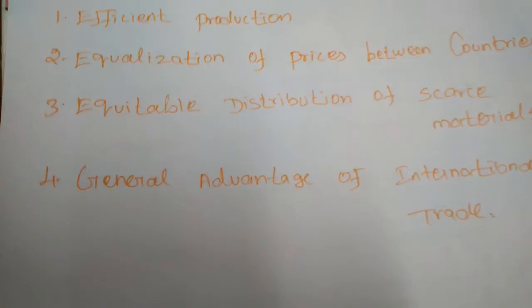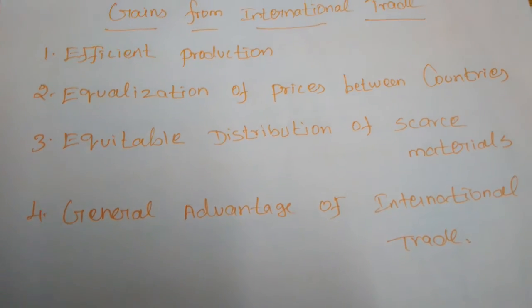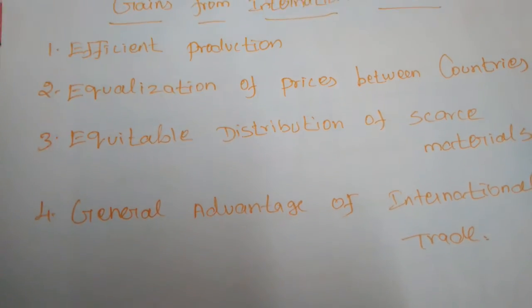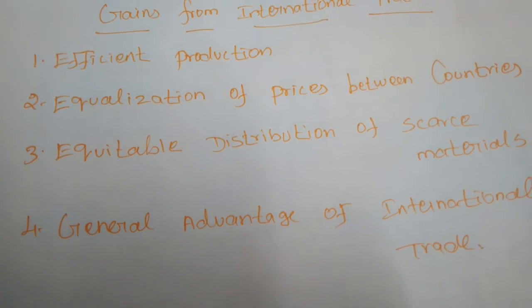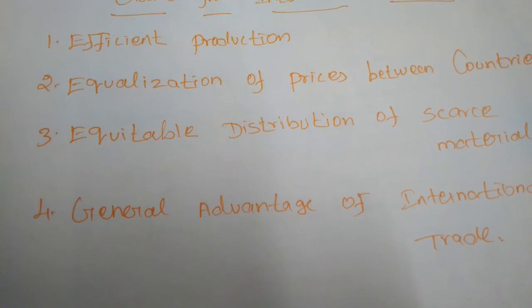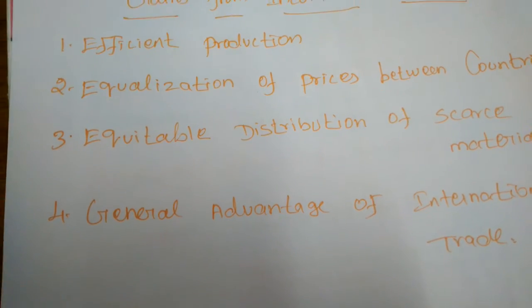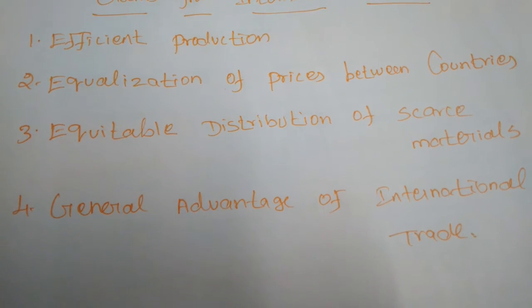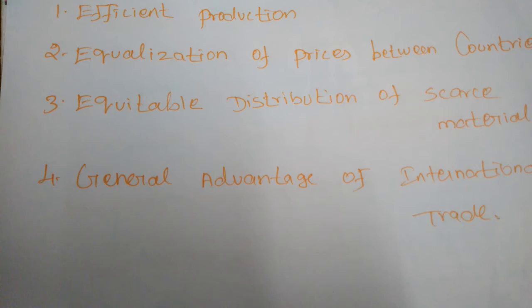Next, higher standard of living in the trading countries. All the countries are able to provide a higher standard of living in the trading countries. For example, if India is dealing with America, we can get all types of products from America, and because of that, the living standard of our people will also increase.